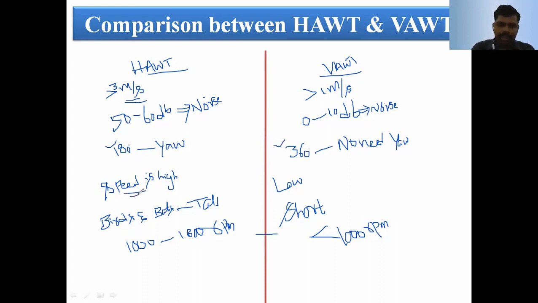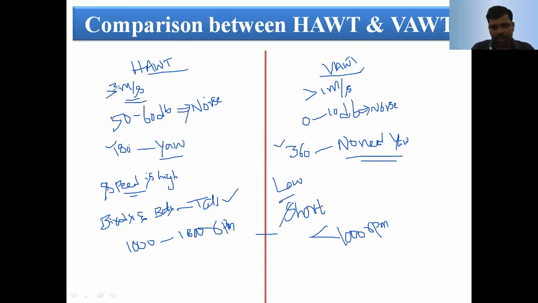Here the wind speed is high. Yaw control is required. In vertical axis windmill, no need for the yaw control and rotating for 360-degree direction, that is clockwise as well as for the anti-clockwise direction. Here the effect with the help of board and bat, the structure is tall. And vertical axis windmill, we can place any of the places. No need to measure for the wind velocity.